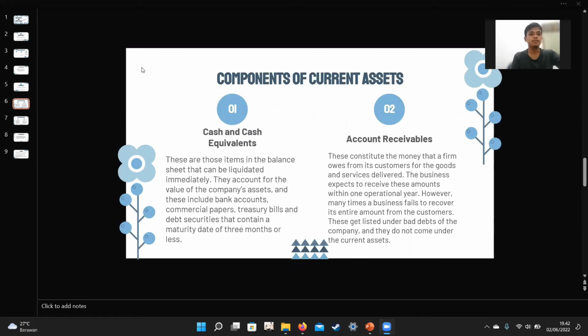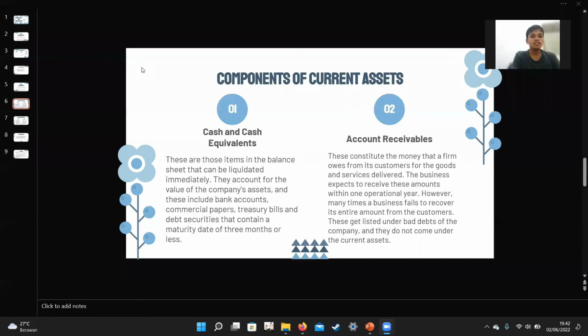Components of current assets. The first one is cash and cash equivalents. These are those items in the balance sheet that can be liquidated immediately. They account for the value of the company's assets, and this includes bank accounts, commercial papers, treasury bills, and debt securities that contain a maturity of three months or less.